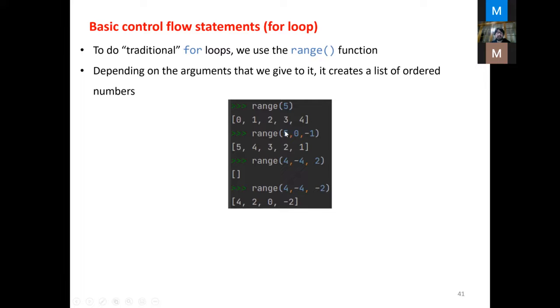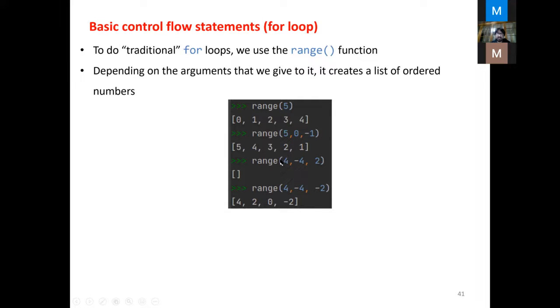You can also define from which element to which other element you want to go. Remember, the second element in the range function is not touched. And then you can also specify the stride that you want to have between elements. In this case, I'm starting from 5, and then on strides of -1. So it will go 5, 4, 3, 2, 1. This is the list that is created.